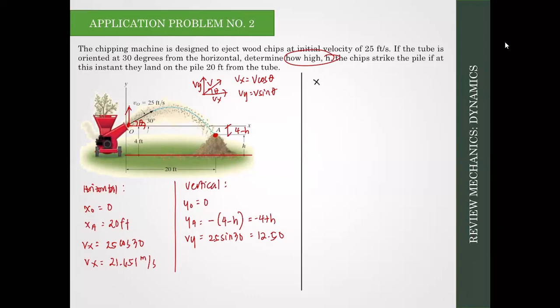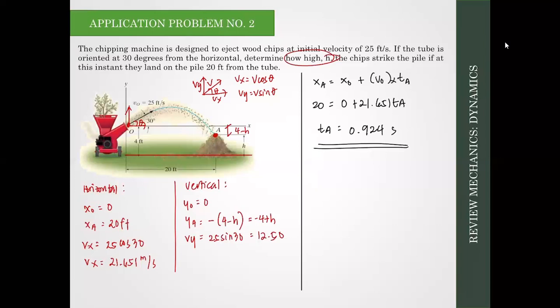Nahin natin sa horizontal. X, A is equals to X sub 0 plus V sub 0 X, T, A. So, yung time na makakarating siya dun sa point A. So, XA natin, solve na lang natin yung mga na-identify natin. That will be 20 is equals to 0 plus 21.651 TA. So, direct division na lang to. 20 divide 21.651. That is our TA. So 0.924 seconds. Okay? So may nakuha tayong time to reach A.